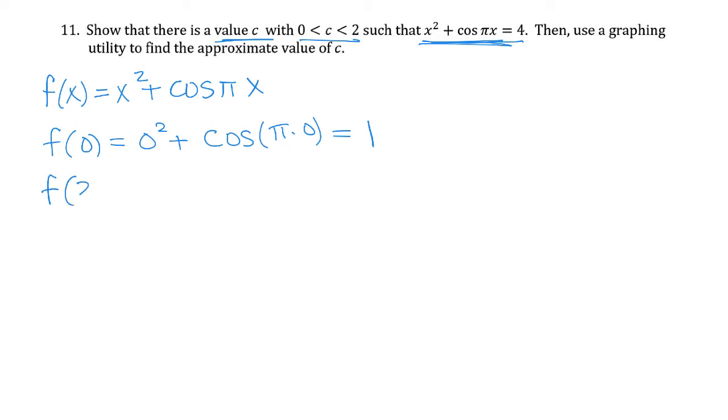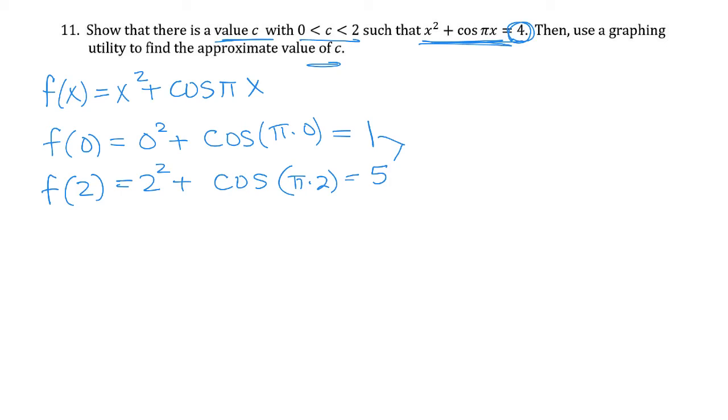And then we need to find f at 2, so I'm going to have 2 squared plus cosine of pi times 2. And so that's going to be 4 plus 1, which is 5. So notice this 4 is between 1 and 5. So, and we're not going to actually find the value of c. That's not going to be something we do right now. So let's go through and state why there must be that value.